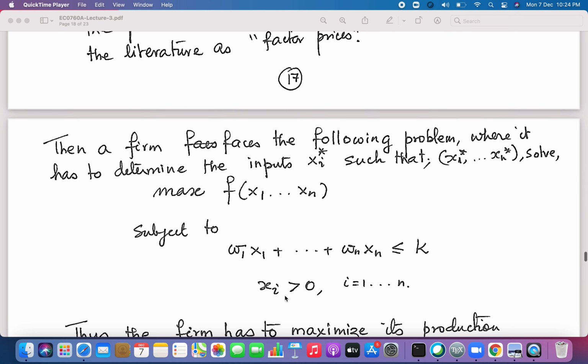Here the xi's are actually strictly bigger than 0. If you give 0 input to things, then you cannot produce the object, because the object needs all these inputs. Suppose I think of a firm just talking about capital and labor. I have to give positive capital, positive labor. If I give nothing, then there is no production. So these xi's are all strictly greater than 0.